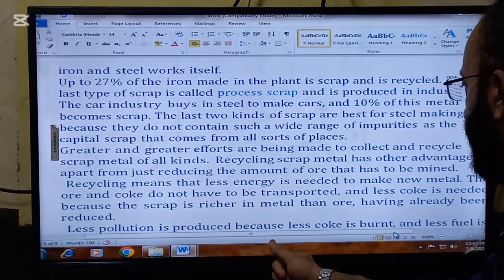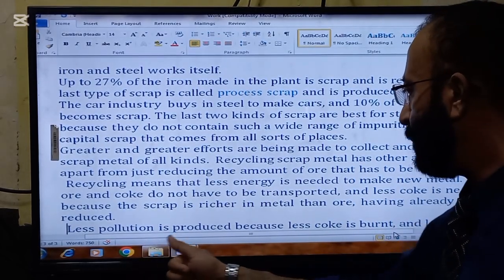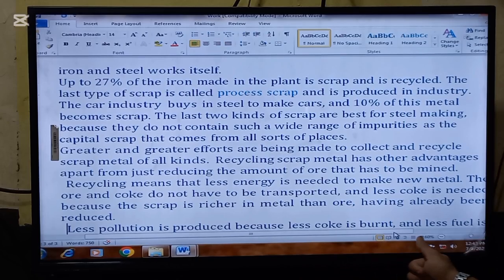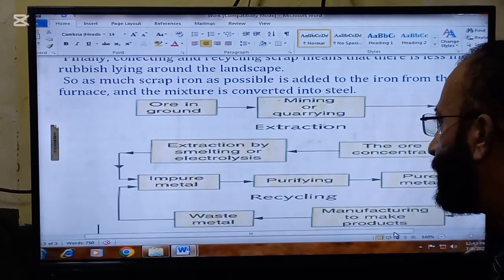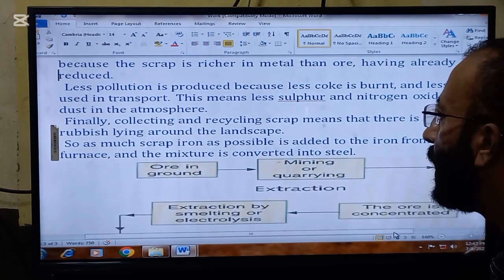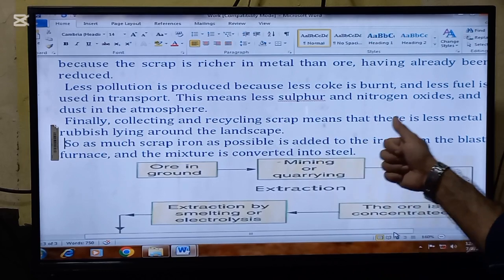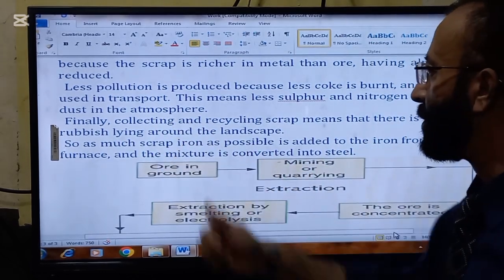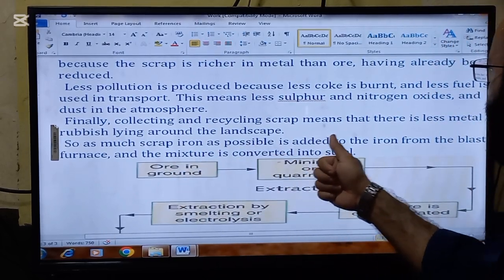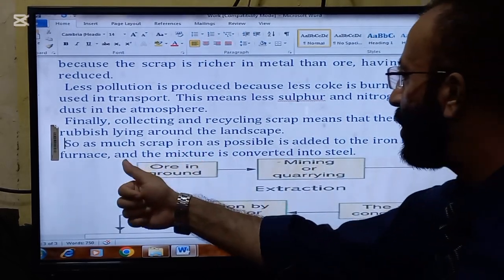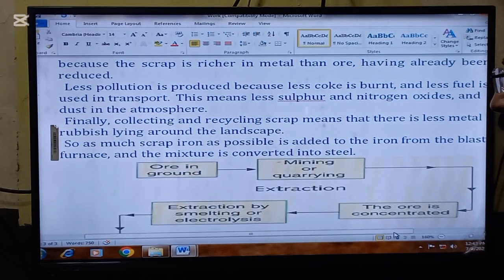Less pollution is produced because less coke is burned. So here is another advantage. Less pollution is produced because less coke is burned and less fuel is used in the transport. This means less sulfur and nitrogen oxide and dust in the atmosphere. Finally, collecting and recycling scrap means that there is less metal rubbish lying around in the landscape. So this is another advantage.